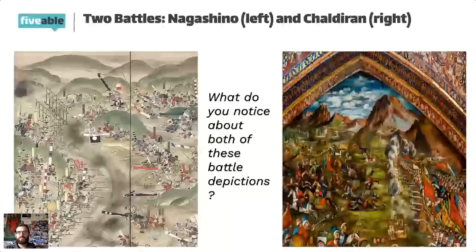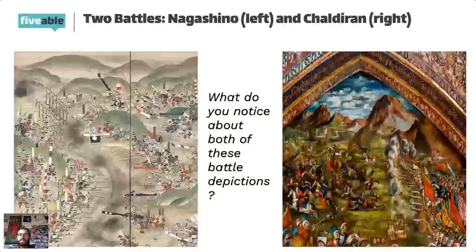Let's see. Yeah. Presence of cannons, that's true. Someone's pointing out that there's a lot of horses, right? And a lot of guns on one side, horses on another side. Completely different art styles. Well, that is also true. That is correct. Different art styles. Well, they are on different sides of the world, so.